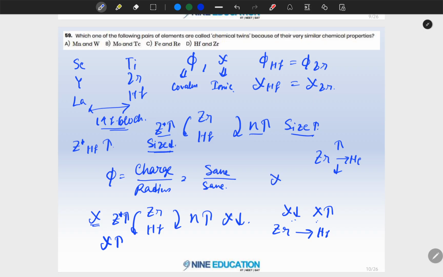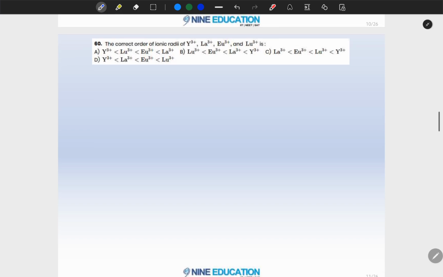So the electronegativity of hafnium will be very close to the electronegativity of zirconium. Since the values of these two parameters are the same, they will have similar chemical properties. So that's why D is the correct answer here. Let's proceed to the next question.